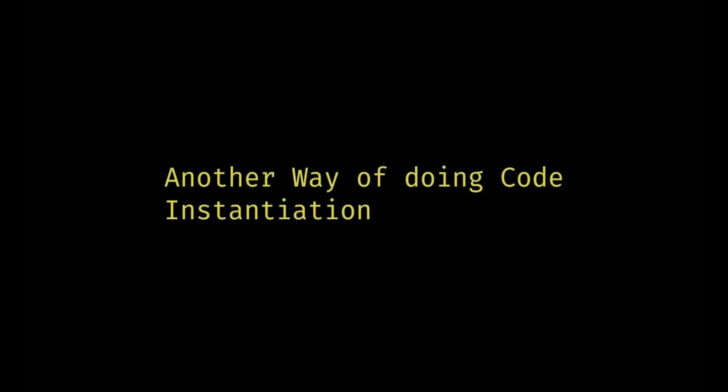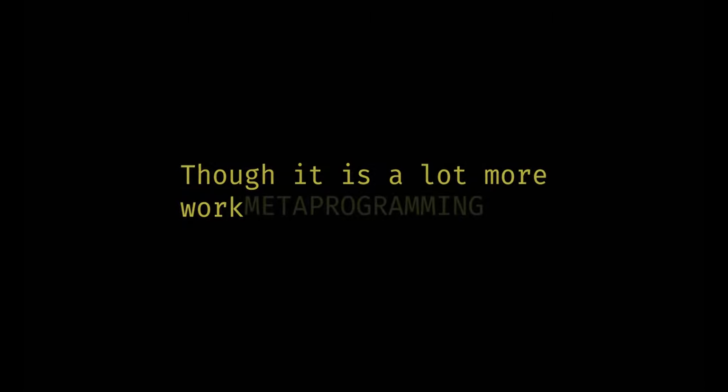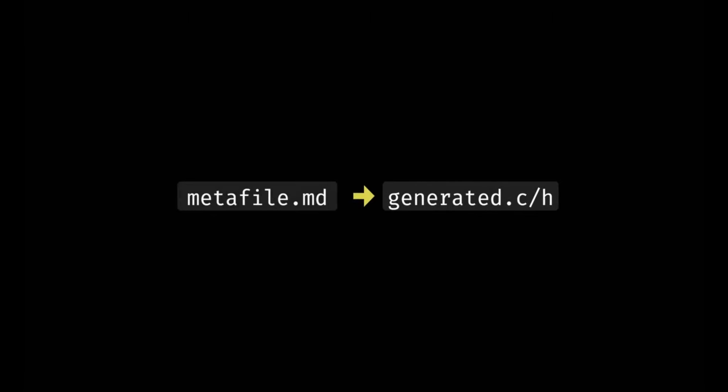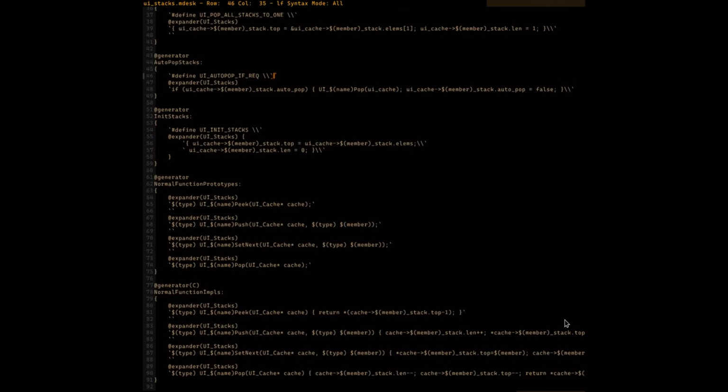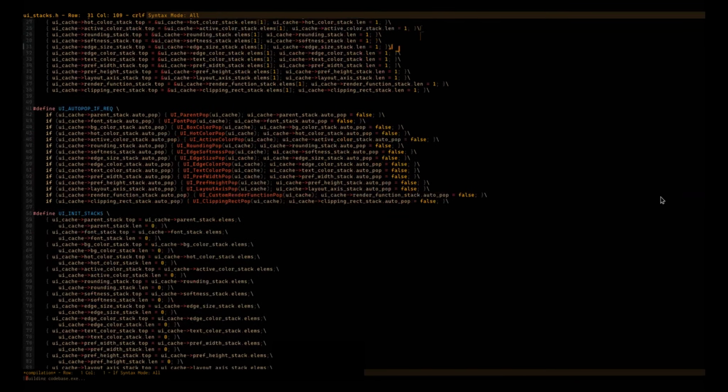There is another way of doing code instantiation, although it is a lot more work. You can use metaprogramming. Basically, you can generate code from some meta file before compiling your main program. A great article about this approach is in the description. For example, I was able to write a table generator metaprogram based on this article, which I used to instantiate a whole bunch of stacks for UI styles. To be fair, I don't think this is an alternative to macro-based data structures, but I do think it is pretty useful for instantiating code of high density.